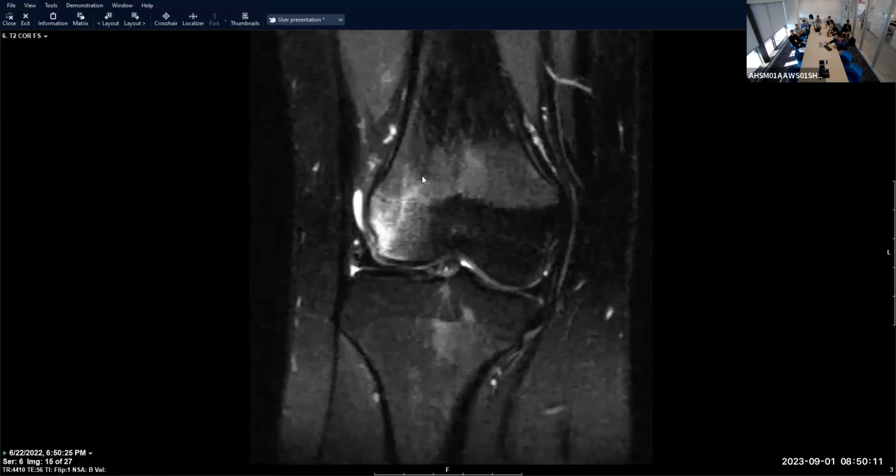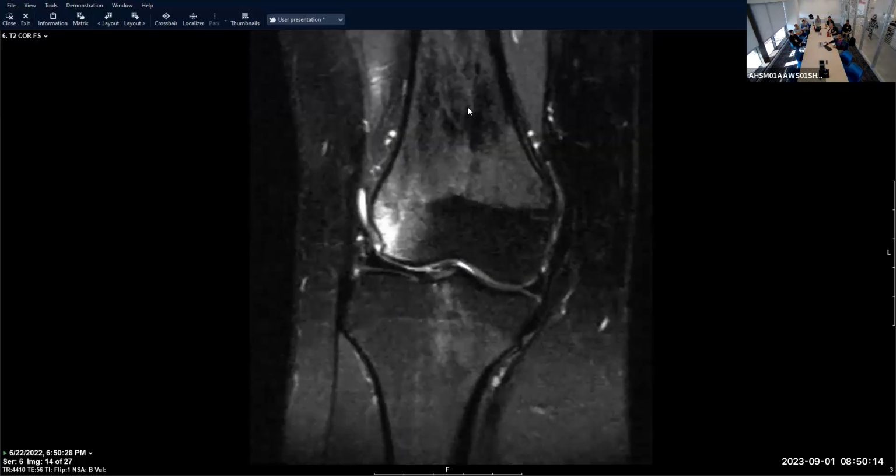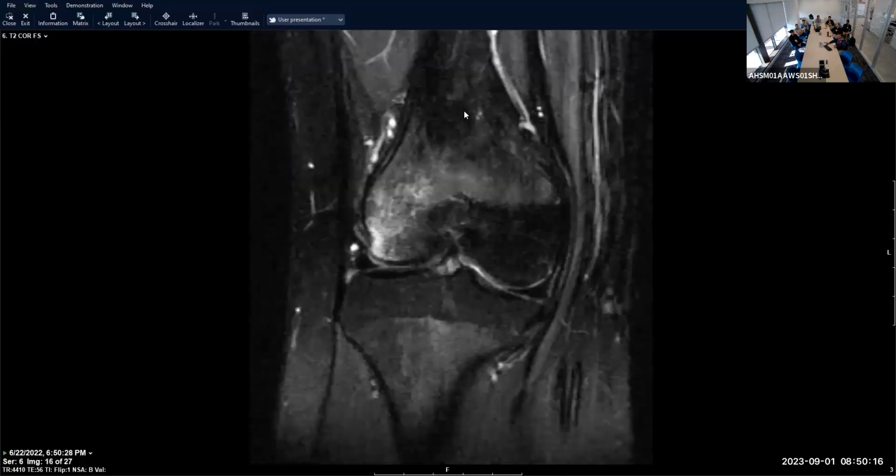Anybody here ever dislocate their patella before? Yeah, neither have I.